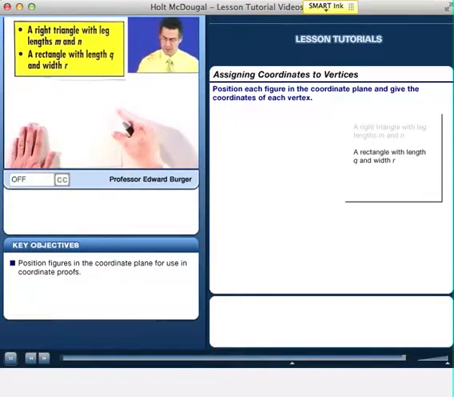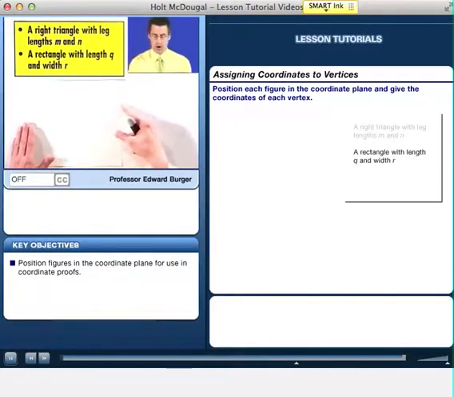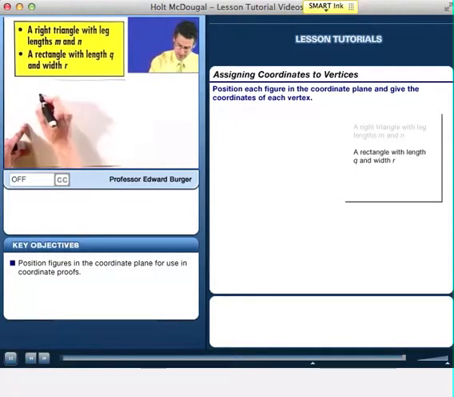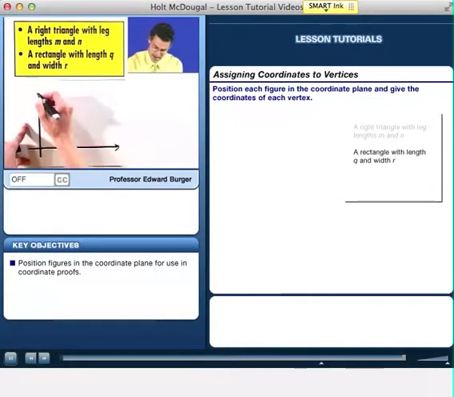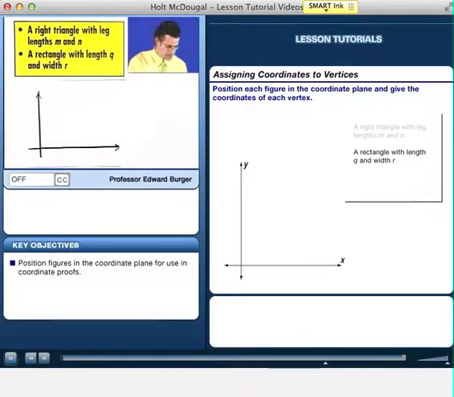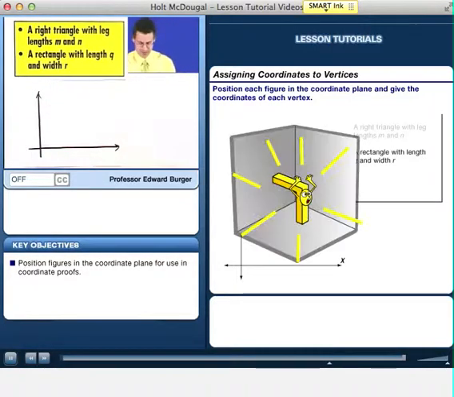A rectangle with length q and width r. Again, rectangle, the angles there are 90 degrees, so it can be pushed up against those coordinate axes beautifully. Not every figure can be placed so nicely, but when you have a right angle, always see if you can push it into a corner. That's pretty good. Push it into a corner. Love it. Gems. Okay, here we go.